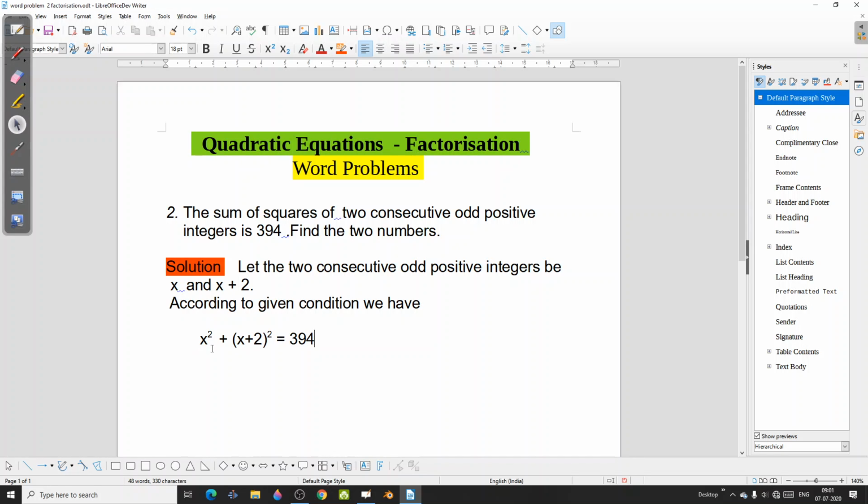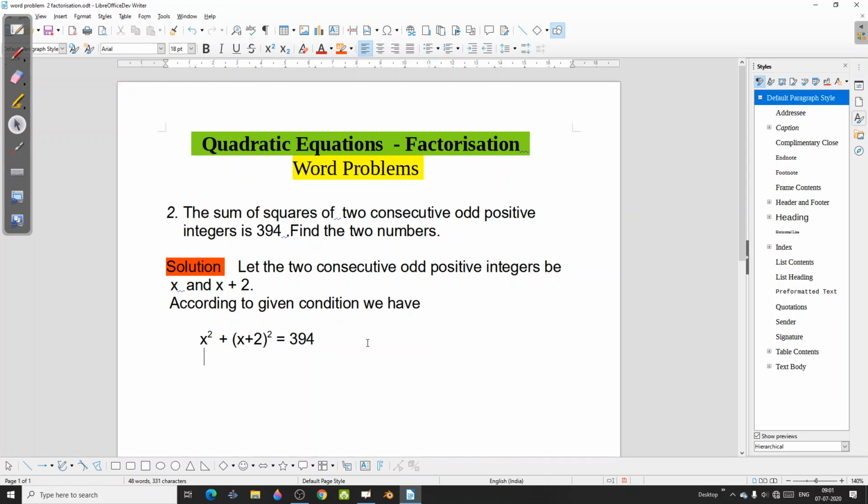Again I am repeating, do not write x plus x plus 2 whole square equal to 394, because here it is given that the sum of the squares of these two consecutive odd positive integers, that is the sum of the squares of x and x plus 2, will be total 394. So now next we will simplify it.